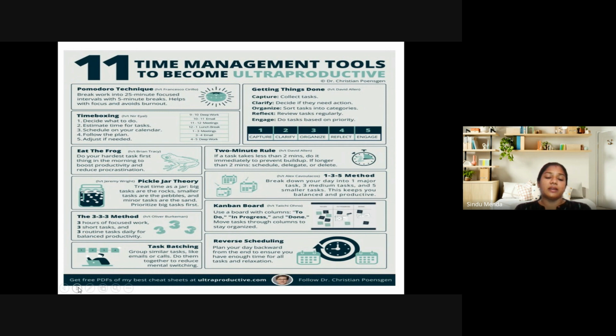Next, the pickle jar theory. Anybody knows about this one? Pickle jar theory? Anybody?